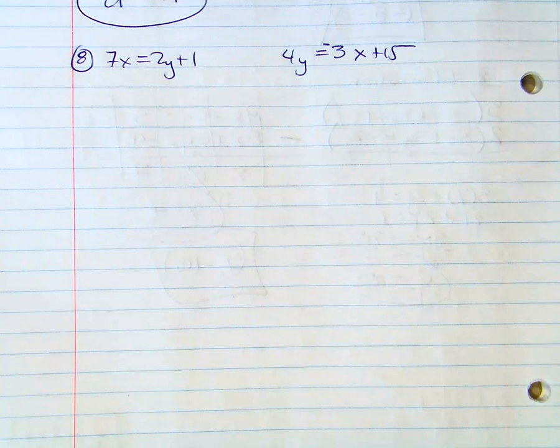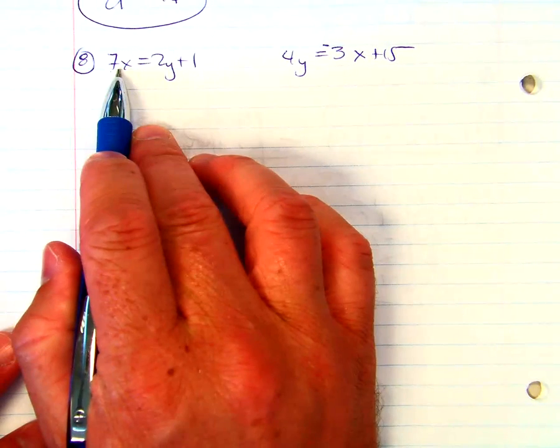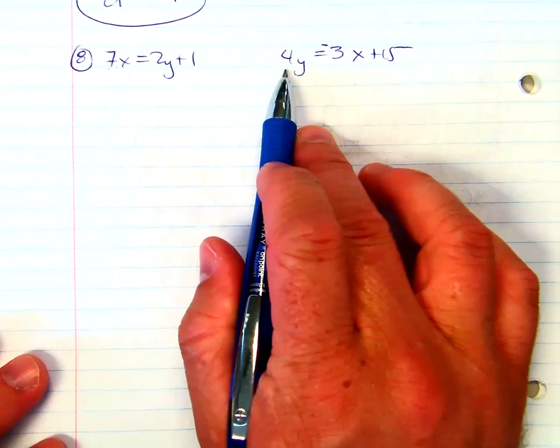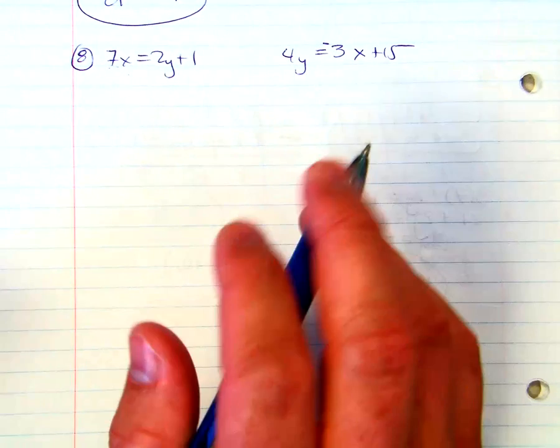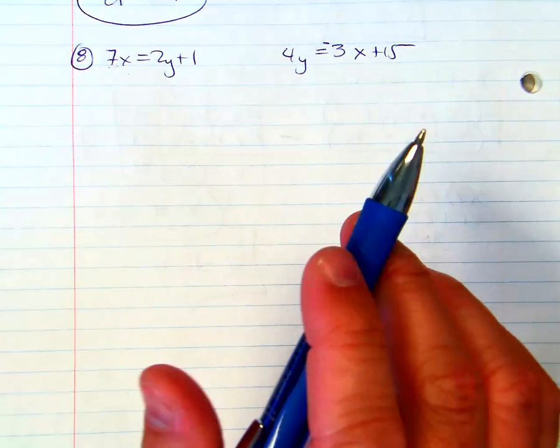Number 8 specifically asks you to use substitution method, which is unfortunate because no matter how you choose to rearrange these equations, you will have to use fractions for at least half the problem. It's entirely up to you which variable you solve for. The quickest would be dividing by 7 here to get x by itself, or dividing by 4 here to get y by itself. It does not actually matter at all which one you do.